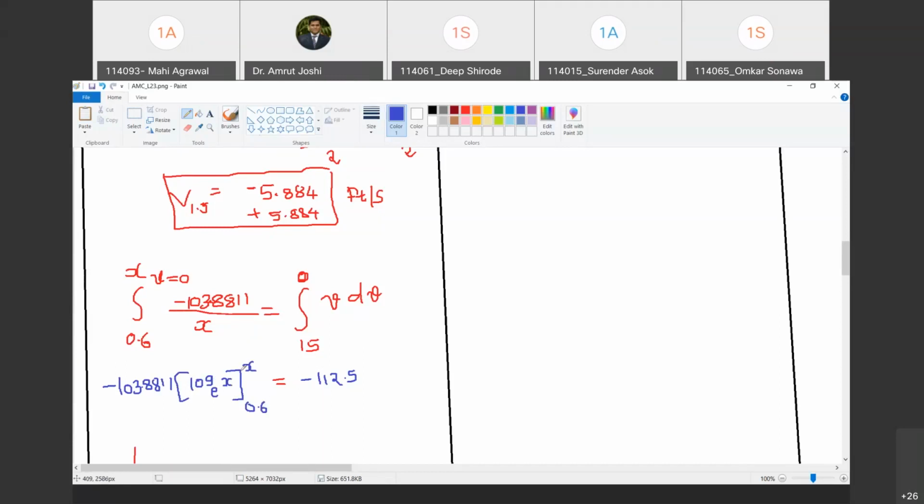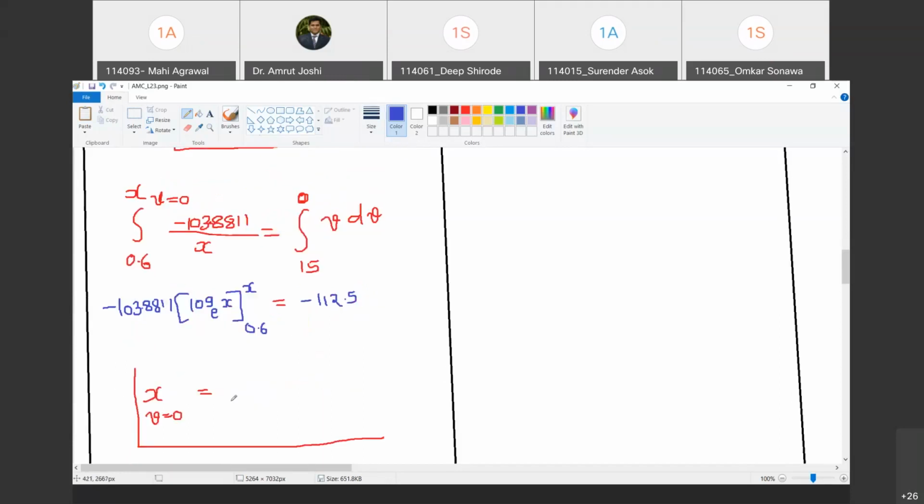So if you substitute this here, you get the value of x at v equal to 0 as 1.772 feet. As the unit of length we are using is feet, the velocity becomes 0 at x equal to 1.772 feet.